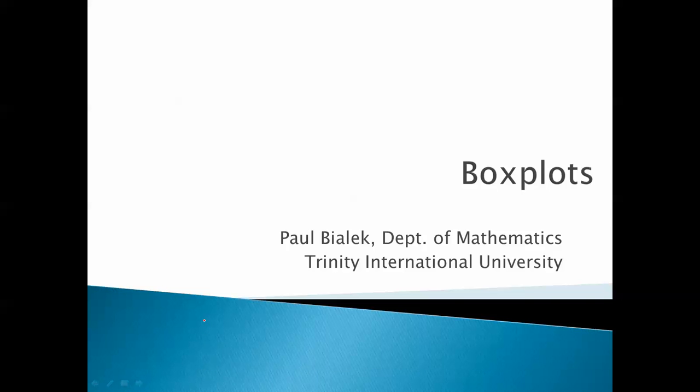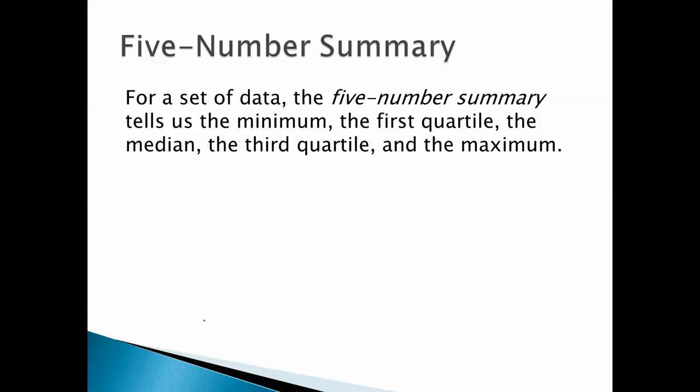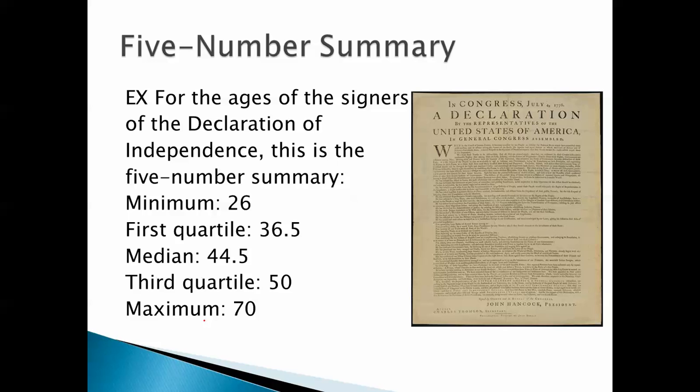Let's talk about box plots. 5-number summary. For a set of data, the 5-number summary tells us the minimum, the first quartile, the median, the third quartile, and the maximum. Here's an example we've seen before. For the ages of the signers of the Declaration of Independence, this is the 5-number summary.